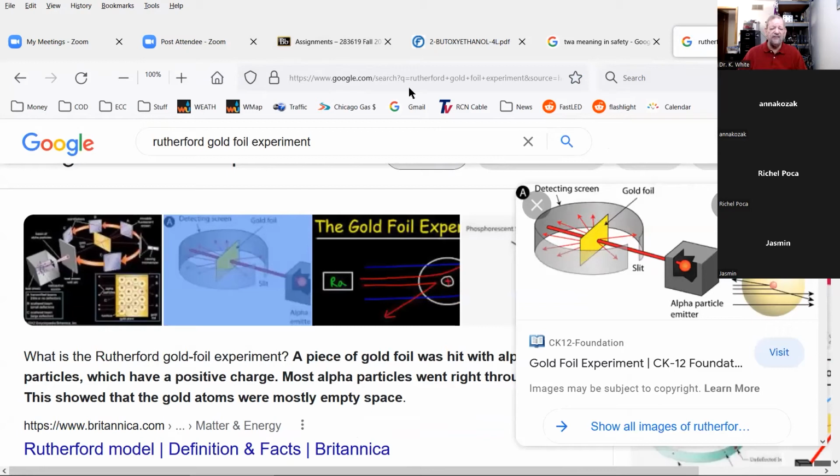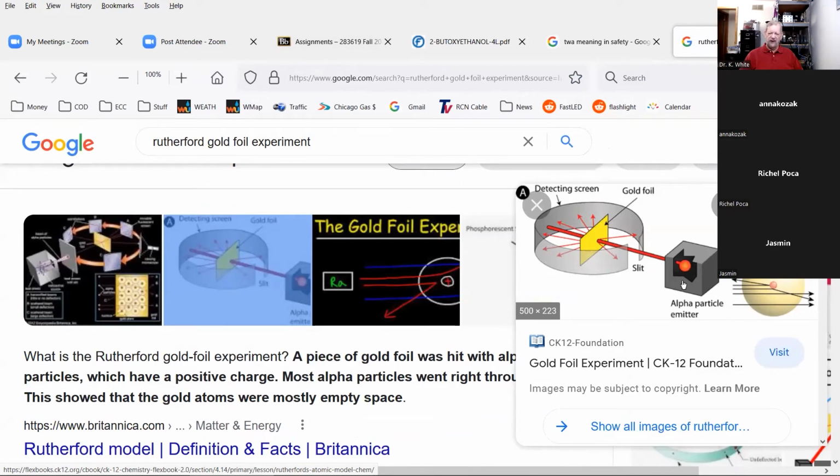All right, does everybody see on the right part of your screen, gold foil, detecting screen, alpha particle emitter? Give me a thumbs up if you can see it. Thank you, Anna. And this was Rutherford's gold foil experiment.